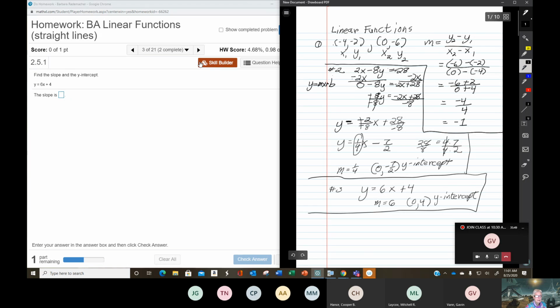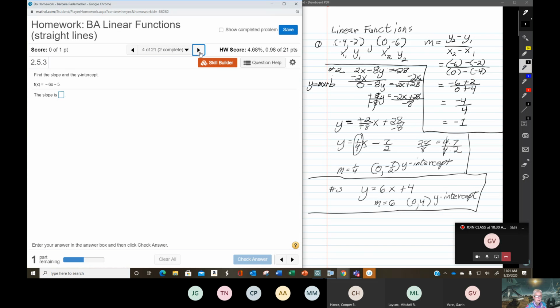Okay. Oh, I didn't put the answer in, but it doesn't care now. It's decided I'm a failure. Here, same kind of thing. Negative 6 is the slope and (0, -5) is the y-intercept.